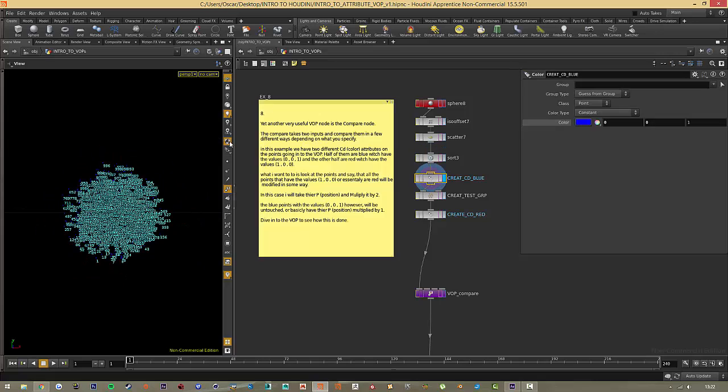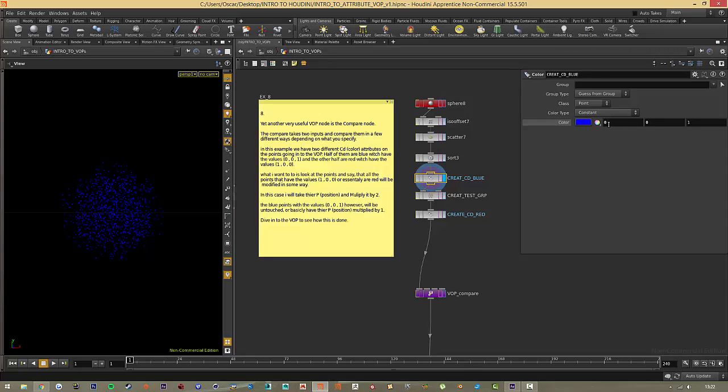We're going to color them blue, all of the points. So this is very important in this example. Remember that blue is 0, 0, 1. So the R is 0, the G is 0, but the blue, the B, is 1. So the vector component for this is 0, 0, 1, okay?